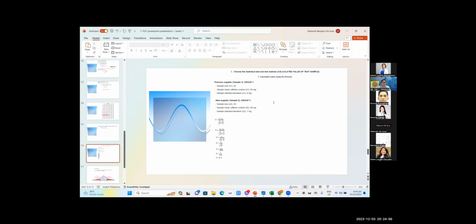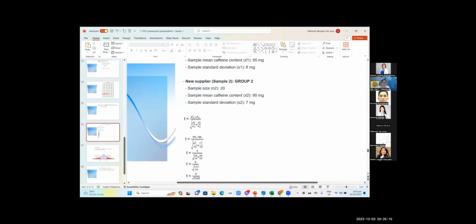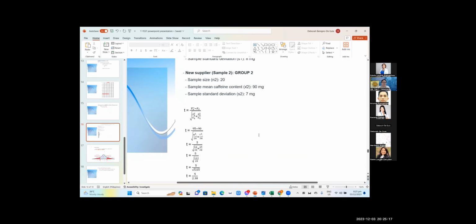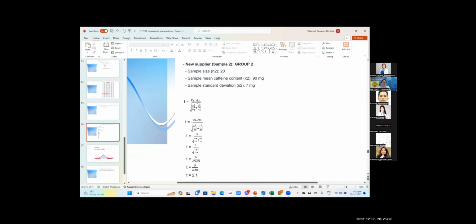Okay. And then the next step will be to calculate the p-value using the formula. Sorry, this should be protein. Okay, so this is how we compute for the value of the calculated p-value for this. And the calculated p-value is 2.1.